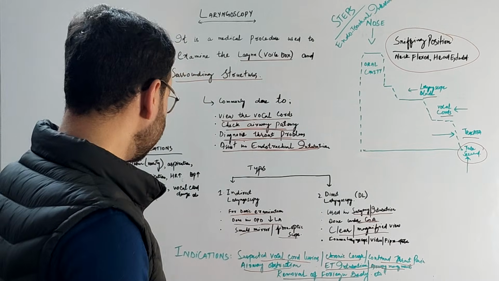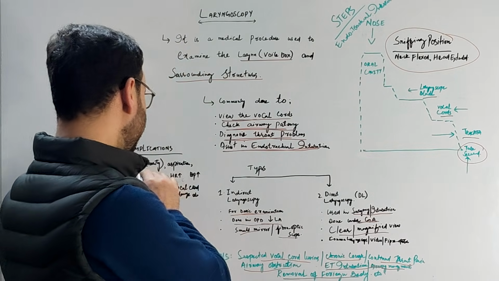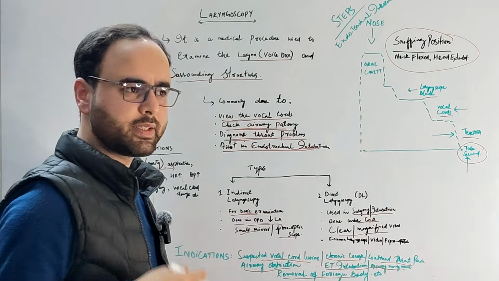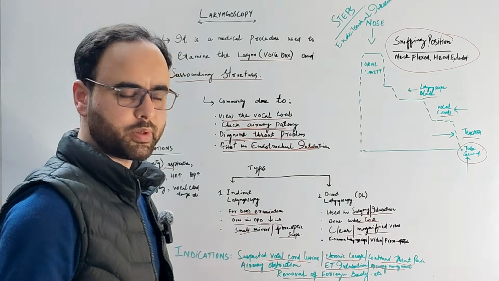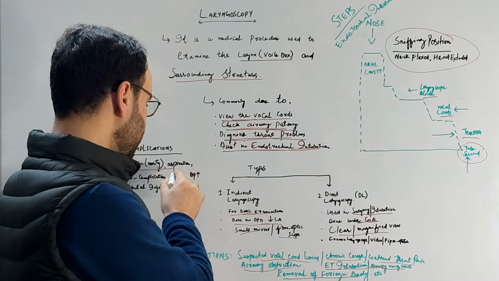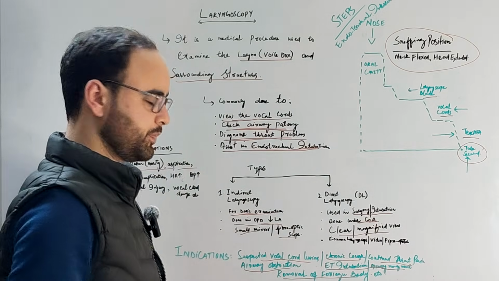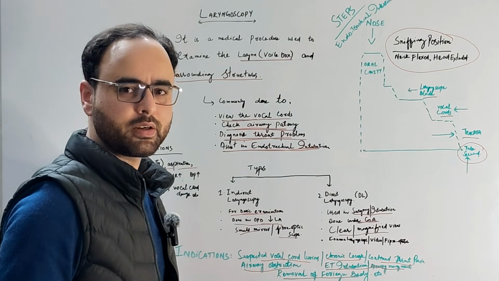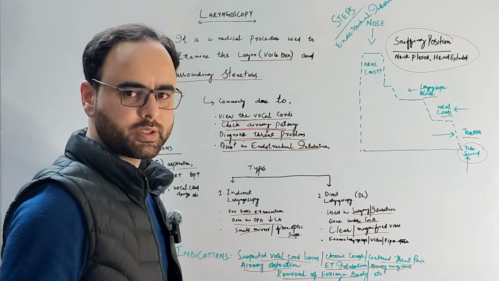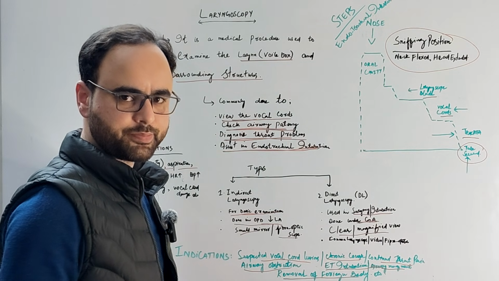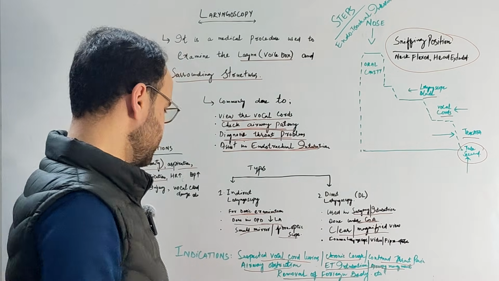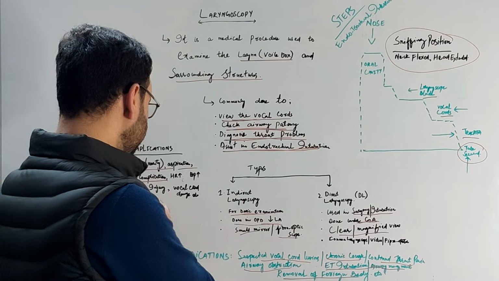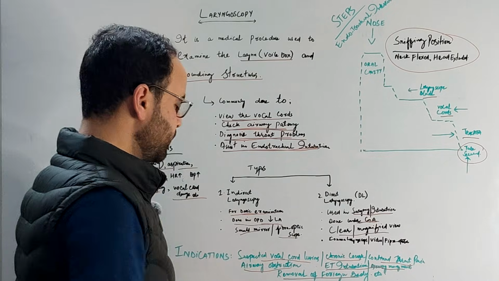Then in the complications, it induces a variety of complications in the patient, which include spasm like laryngospasm and bronchospasm. Aspiration risk is of course there. Then cardiovascular complications like tachycardia, hypertension, and arrhythmia are all induced by the laryngoscopy. Then of course the dental injury and injury to the vocal cord.